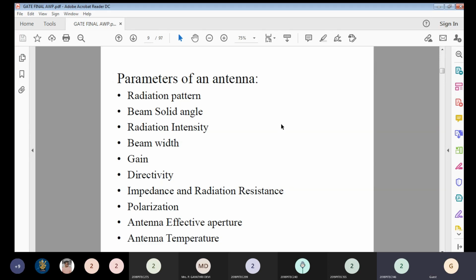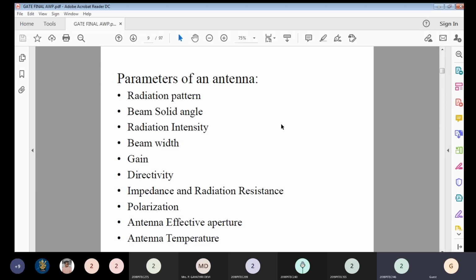Not only GATE, they are going to ask questions from antenna wherever you go. Generally, if it is a core company, they will definitely ask questions from antenna, because it is a main part of wireless communication. They will check that as an EC student you have to know about it. They will check your ideas, your concepts, what you understand about the antenna and wireless communication.